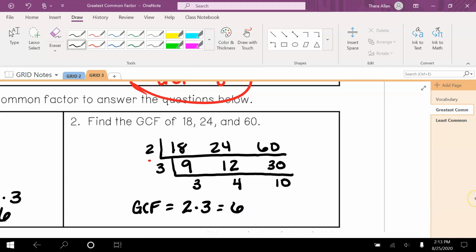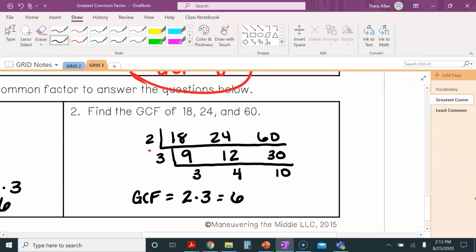So you can use whatever way you choose on your practice page. You are only going to be working on the greatest common factor side. Do not try to do the least common multiple side until we have done the video.